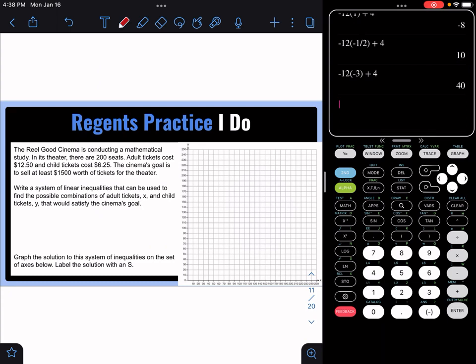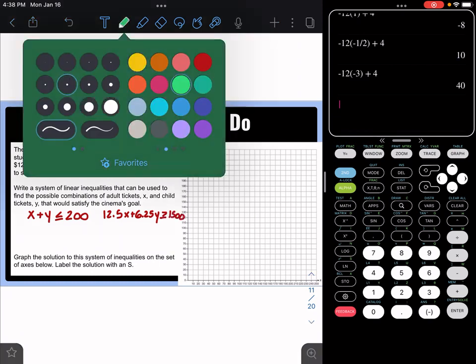All right, they only have 200 seats. If they only have 200 seats, that means however many adult and children's tickets they have to sell has to be less than or equal to 200. Then they know that the adult tickets are $12.50, which we said adult tickets are x, plus the children's tickets are $6.25. And if they want to make at least $1,500, that means they want to make more than or equal to $1,500. All right, let's graph these.